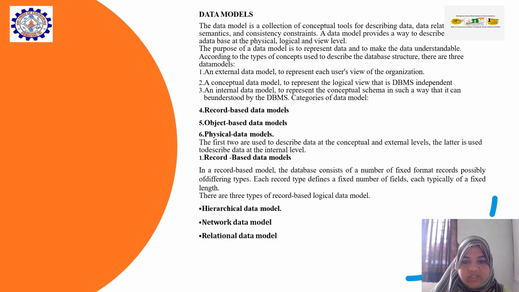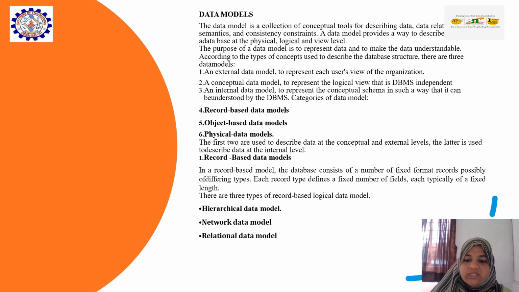Next one is data models. Data models are conceptual tools for describing the data, relationships, semantics and consistency constraints. There are types of concepts to describe the database structure. There are three data models: external data model, conceptual data model, and internal data model. And another one is the record-based data model, object-based data model, and physical data model.